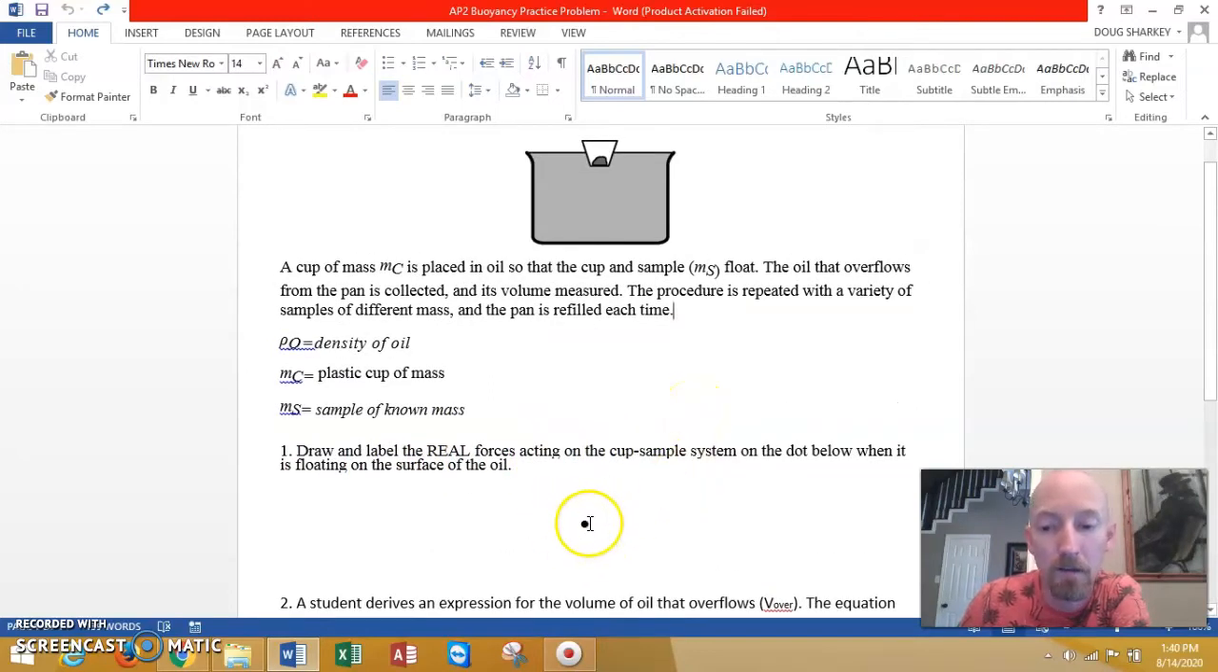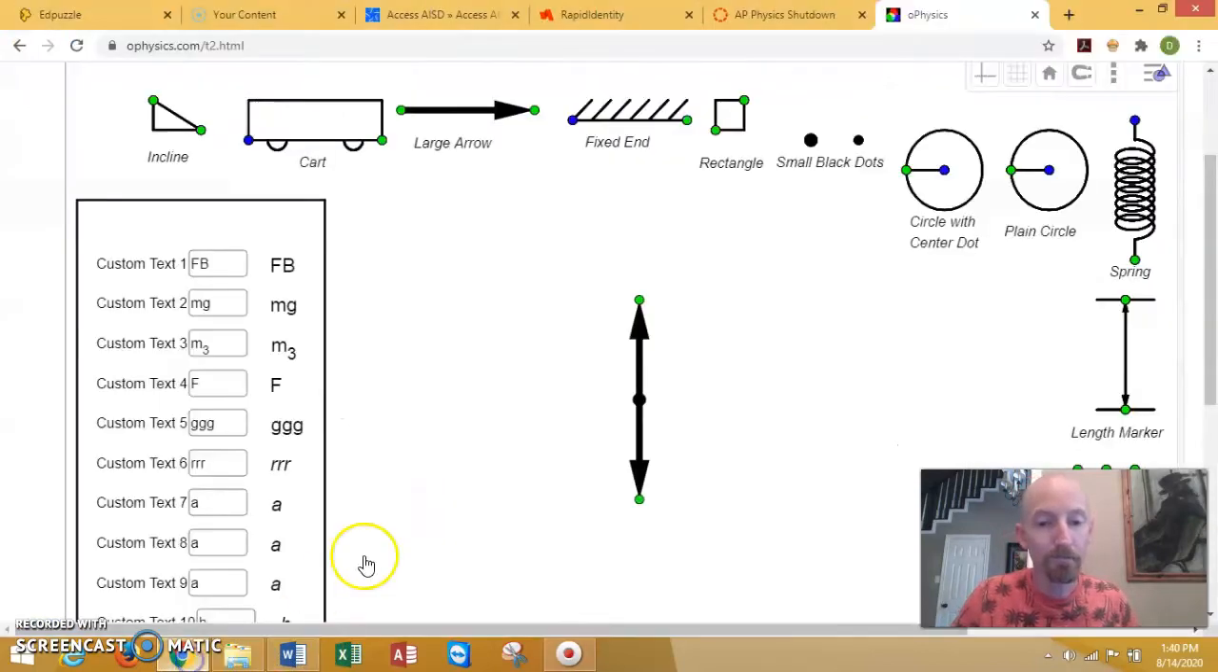And I tried to put a dot in there. I don't think it showed up. So instead of drawing the cup sample, you just draw a dot because it's a free body diagram. Right? I have two forces. Here are my two forces. They're equal in magnitude, opposite in direction. They originate on the dot. One goes up, one goes down.